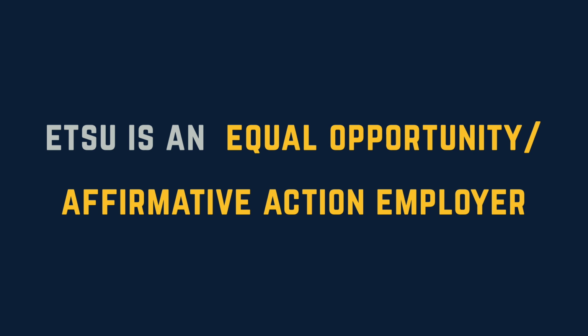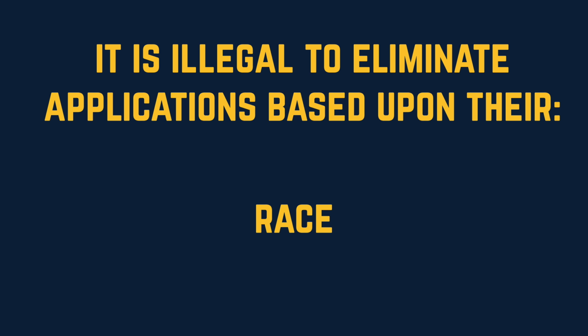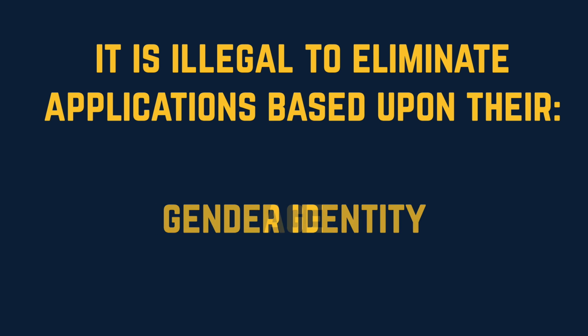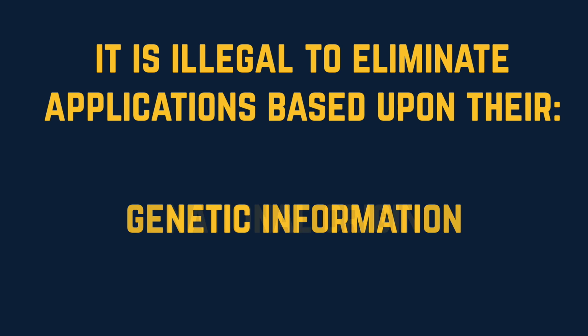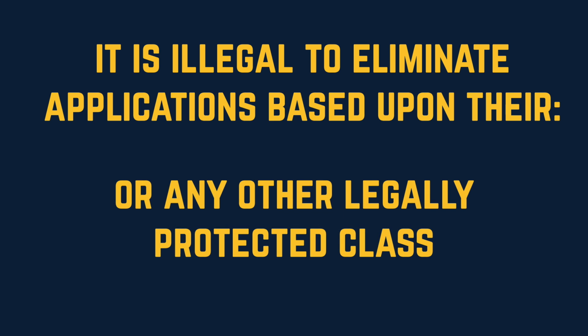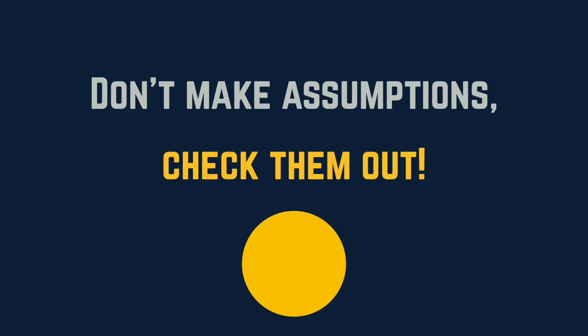ETSU is an equal opportunity, affirmative action employer. It is illegal to eliminate applications based upon race, color, religion, creed, sex, sexual orientation, gender identity or expression, age, genetic information, national origin, disability status, veteran status, or any other legally protected class. A good rule of thumb is if you find yourself making assumptions about an applicant, check them out at the interview, or call them and make sure they understand the job's responsibilities and the salary.